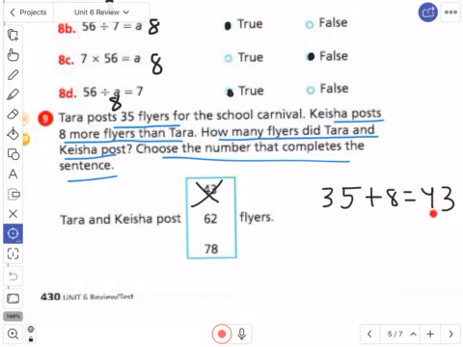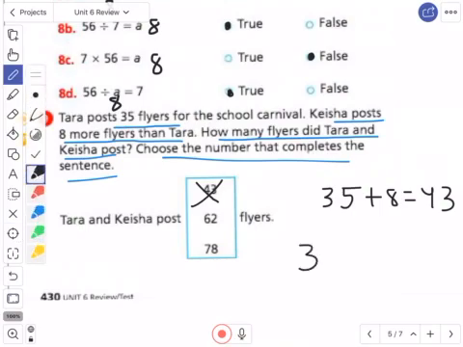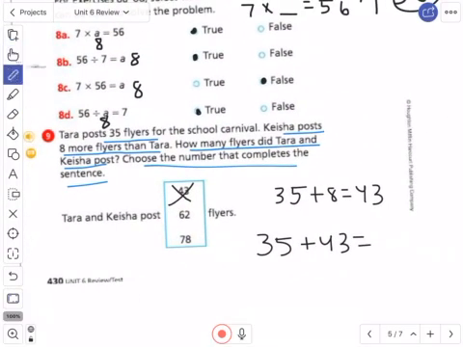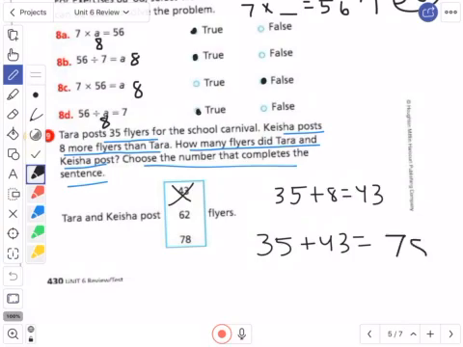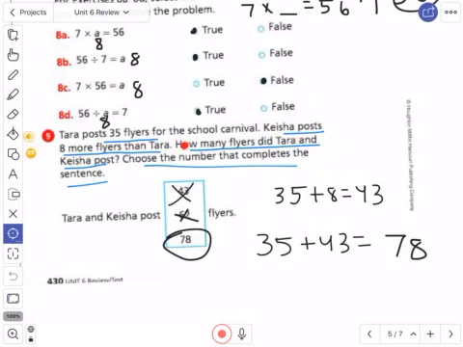So Keisha does 43. Now I can go back and think, Tara posted 35, Keisha did 43. Now I'm going to be able to get my answer together. 3 tens plus 4 tens is 7 tens, and 5 ones plus 3 ones is 8 ones, so 78. That is my answer. Oh boy, I'm so glad I caught myself. Importance of rereading, always again.